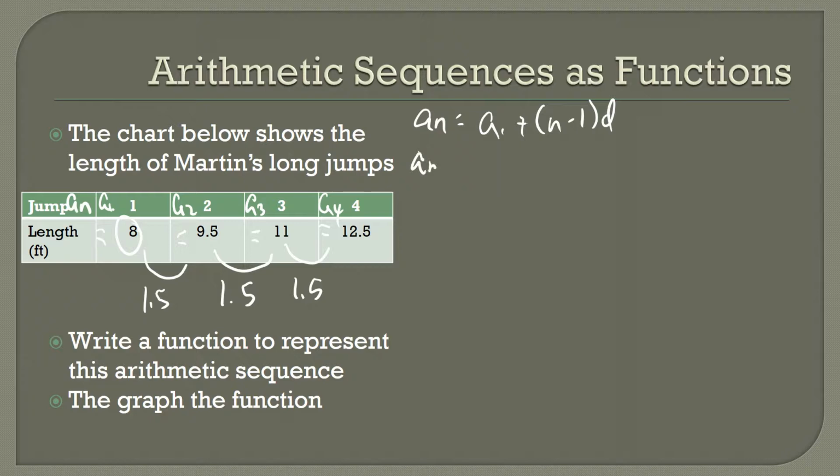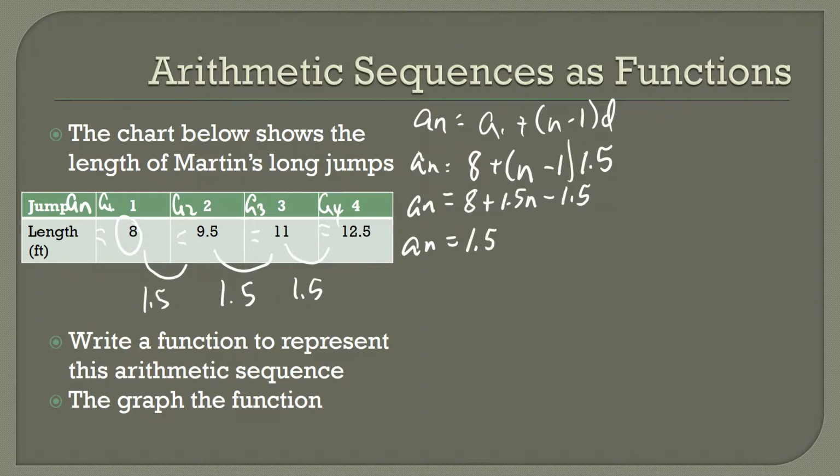So then I got a_n is equal to, well, a_1 is 8 plus n minus 1 times my common difference of 1.5. So let's distribute this 1.5 to the n. So I got equals 8 plus 1.5n minus 1.5. And then let's combine the like terms of the 8 and the negative 1.5. And so I end up with a_n equals 1.5n plus 6.5. 1.5 subtracted from 8 is positive 6.5.